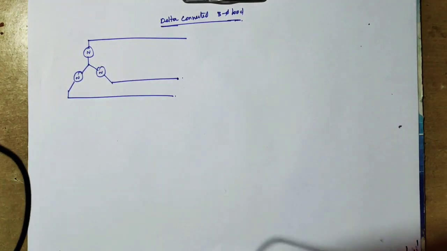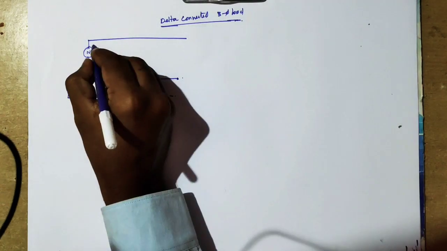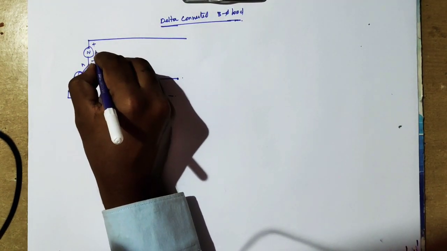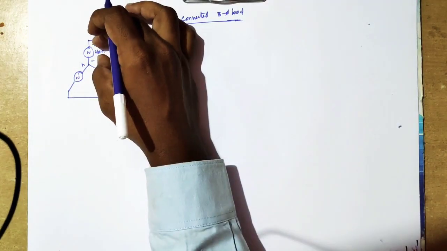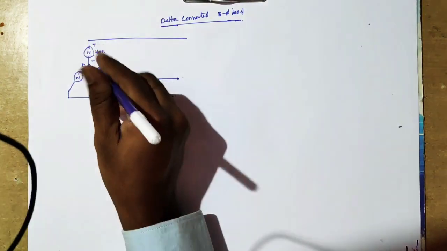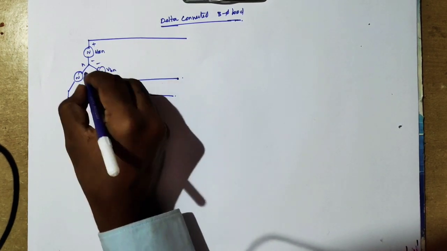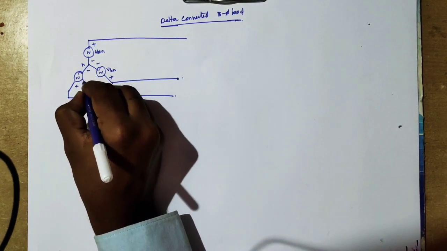What is the voltage developed across this? I am taking this as a phase, and this as neutral. This is VAN, the voltage produced across phase A, and this is VBN, the voltage produced across phase B, and this is VCN. You already know these things.